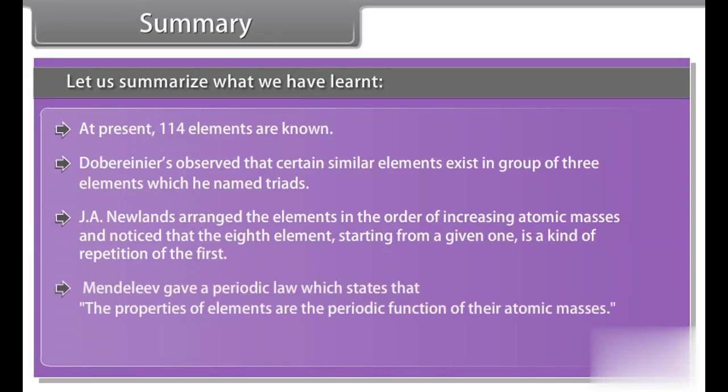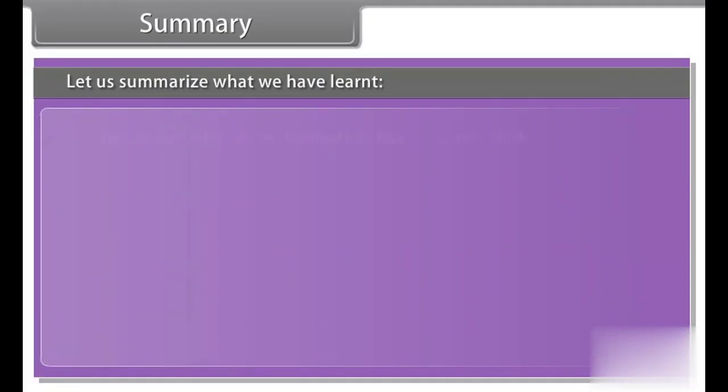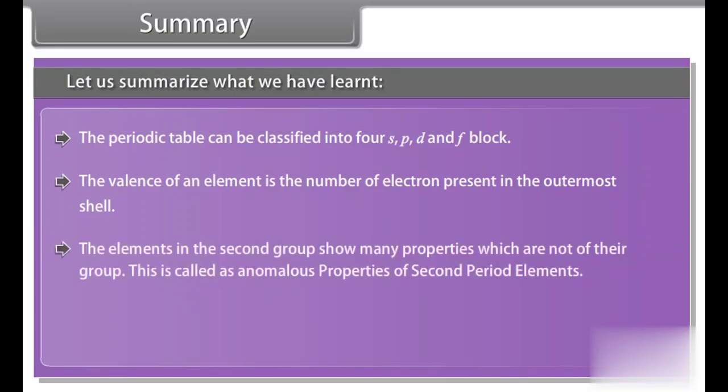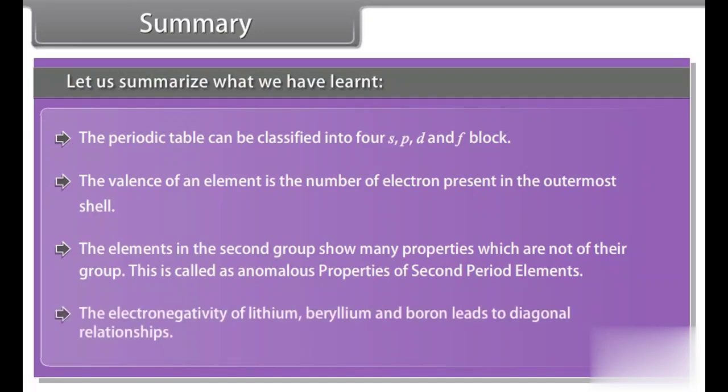Mendeleev gave a periodic law which states that the properties of elements are the periodic function of their atomic masses. The present form of the periodic table is the long form. The periodic table can be classified into 4 blocks, that is s, p, d and f block. The valency of an element is the number of electrons present in the outermost shell. The elements in the second period show many properties which are not shown by their group. This is called as anomalous properties of second period elements. The electronegativity of lithium, beryllium and boron leads to diagonal relationships.